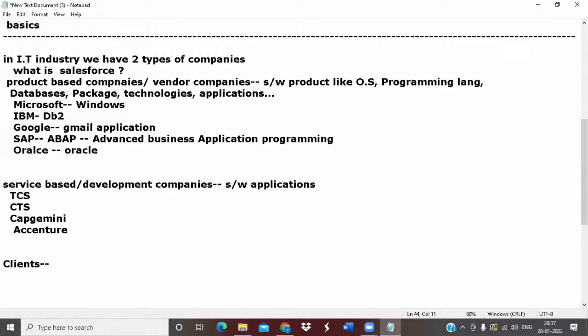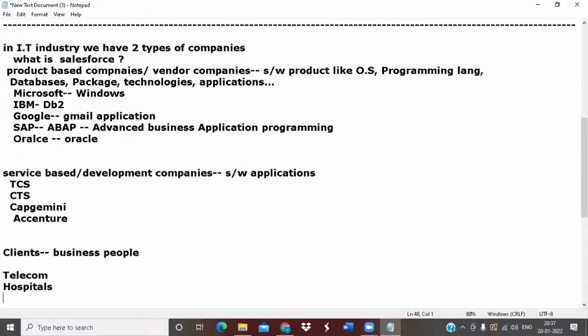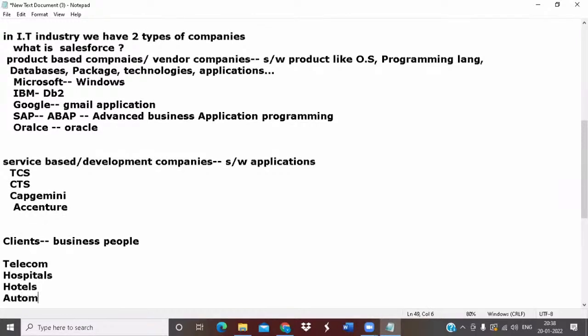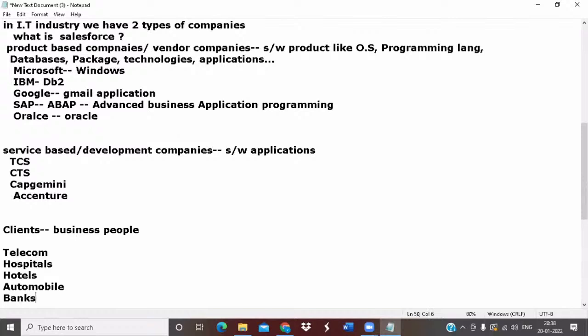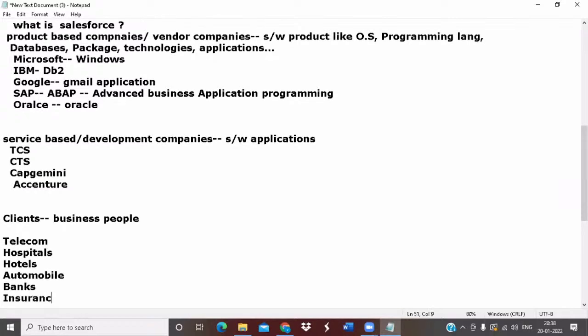So clients are nothing but business people. They are doing business in the market. Those business people, we can technically call them clients. There are different types of business domains or business verticals in the market, like telecom industries, hospitals, hotels, automobiles, banks, insurance companies. These are different kinds of business in the market.